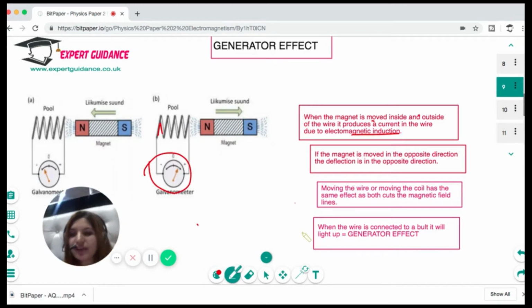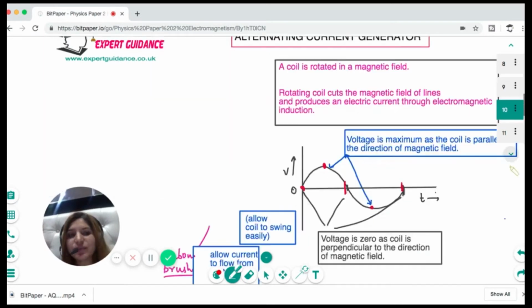And if we reverse the direction of the magnet moving in and out, the deflection will be in the opposite direction. Moving the wire or moving the coil has the same effect, as both cut the magnetic field lines, and when the wire is connected to a bulb, the bulb will light up. And this is the generator effect: generating electricity using magnetism by cutting the magnetic field lines and doing electromagnetic induction.